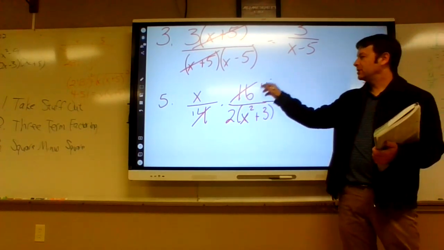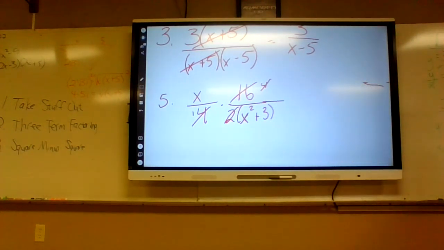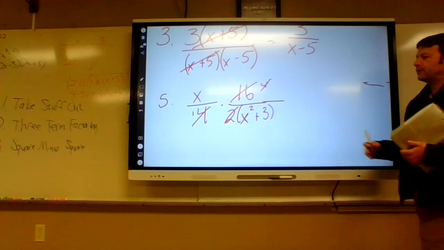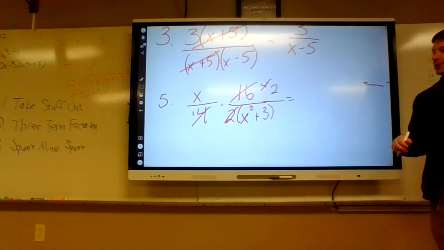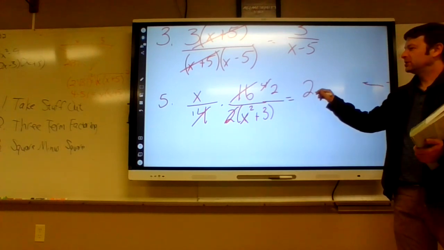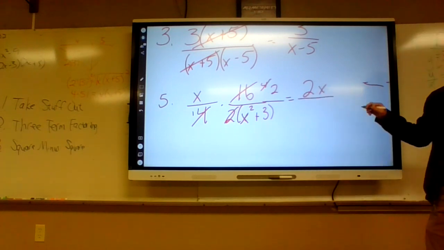The 4 and the 2. You can reduce inside the fraction itself. You don't have to go crossways. 4 and 2 reduced to 2 and 1. Okay, so what do I have left on top? X over 1 times 2 over x squared plus 3. 2x. What do I have left on bottom?